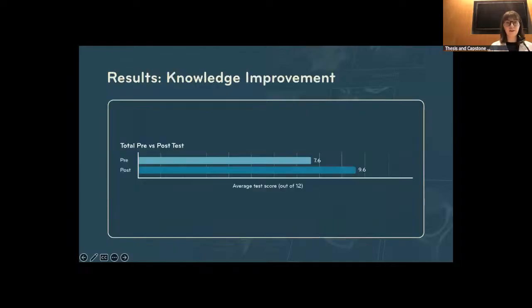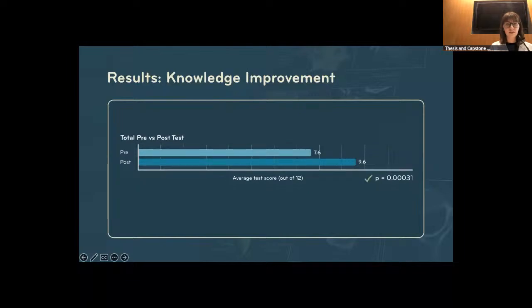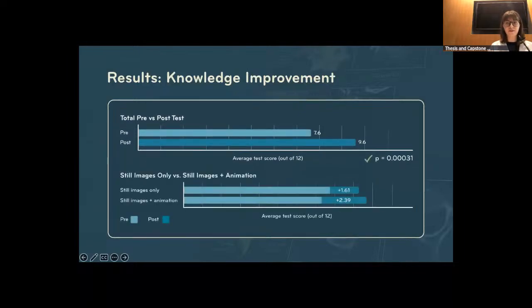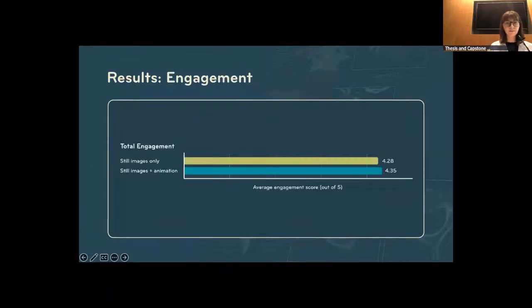Our survey showed that our study materials were helpful for learning. There was a statistically significant improvement between pre- and post-test scores for both the still images only and the still images and animation groups combined. There was, however, no significant difference in learning between the groups, suggesting the addition of an animation neither helped nor harmed with learning. The same can be said about participants' engagement with the content. There was an insignificant difference between the groups, suggesting the addition of an animation neither helped nor harmed engagement.